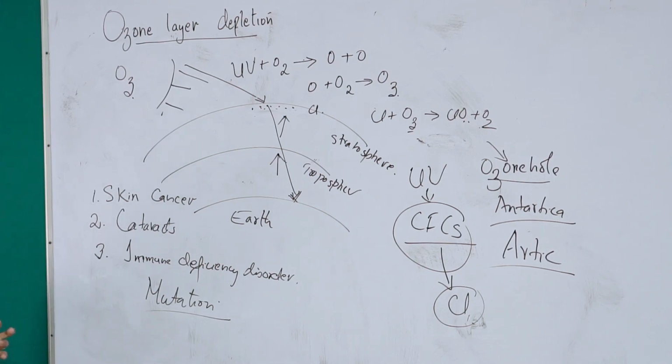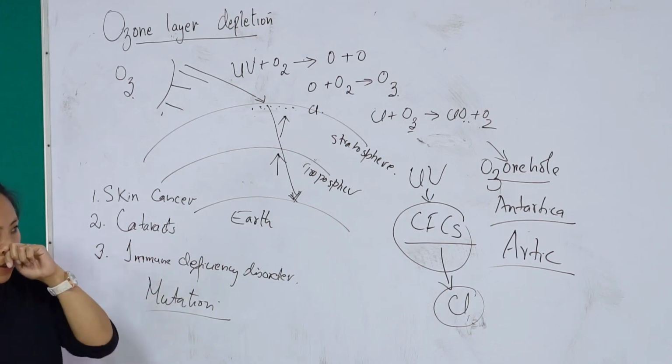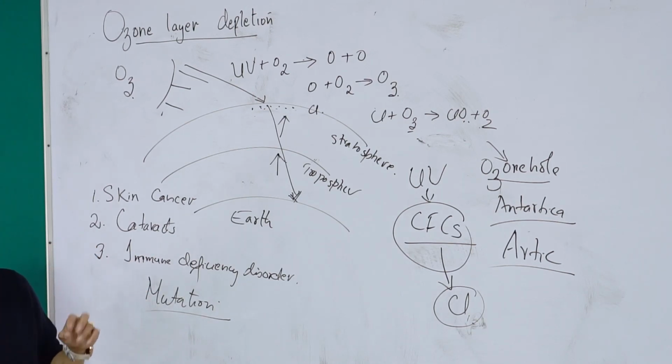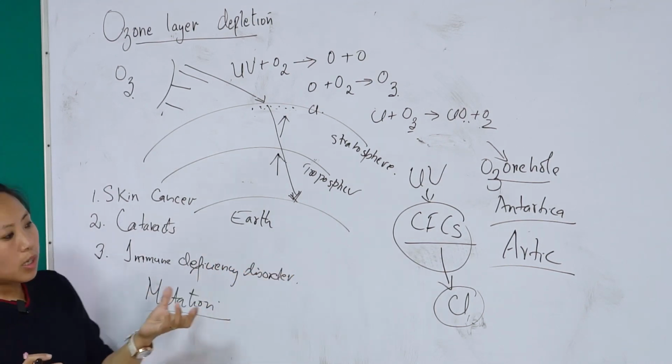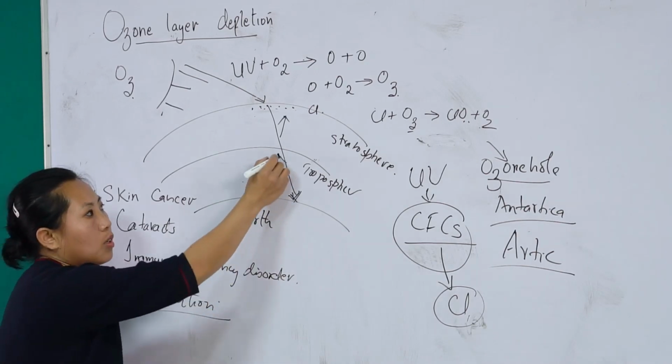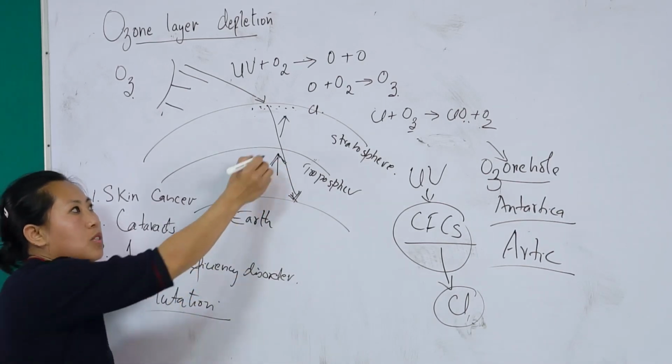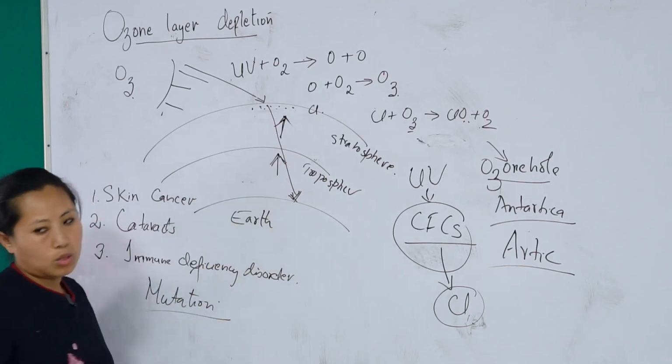So to mitigate this, we need to reduce the use of CFCs, and not only CFCs but even the other gases. But the most effective ozone depleting substance is chlorine, and this chlorine is released from the CFCs. As it is released into the atmosphere, in the troposphere, it makes its way even to the stratosphere.